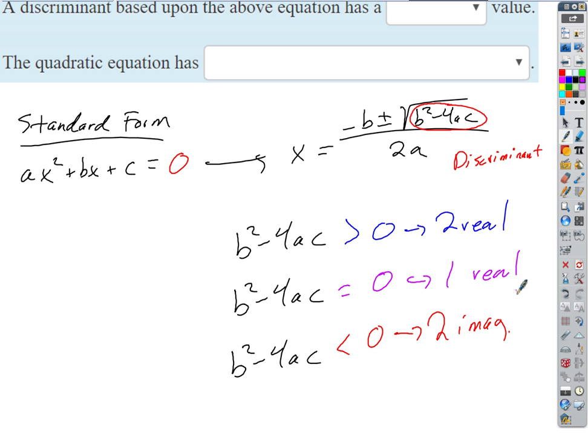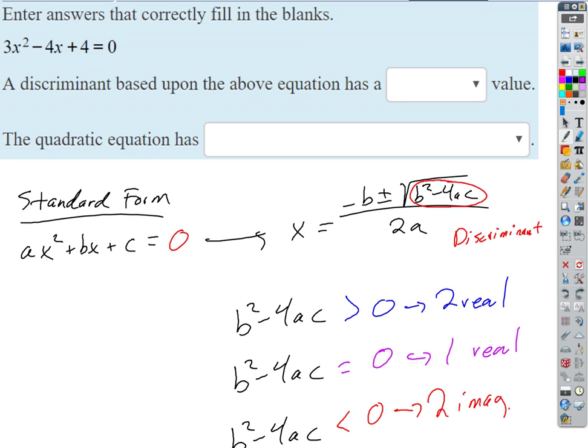So all this section is asking us to do, very little. You don't have to do much at all. All you have to do is just determine, is the discriminant going to be positive, negative, or 0? And really, once you know which of those three things it is, the other part of the question is already answered, right? If it's positive, it's 2 reals. If it's negative, it's 2 imaginary. If it's 0, it's 1 real. That part's a slam dunk, okay?